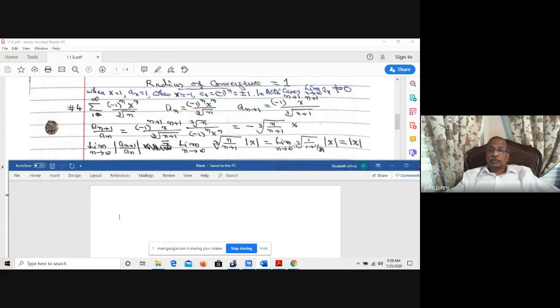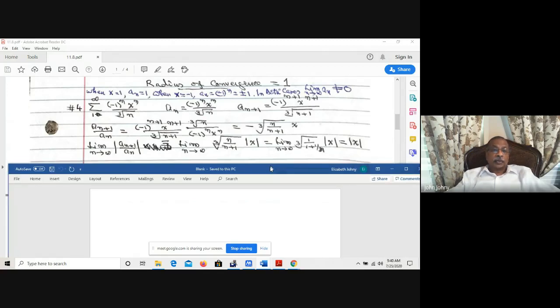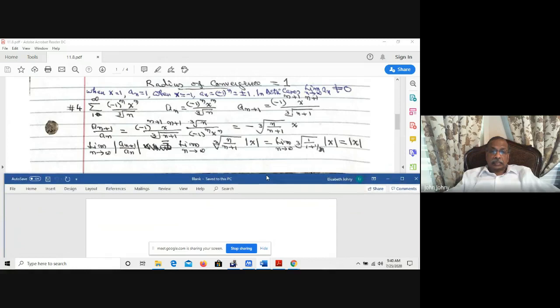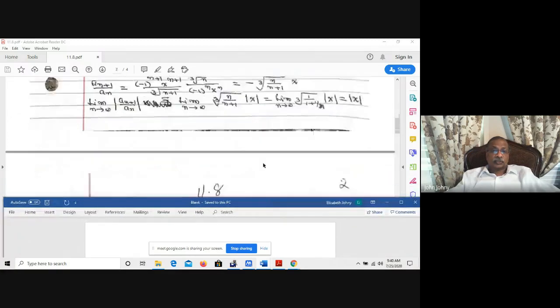N approaches infinity means 1 over n is 0. So it is the cube root of 1, which is 1. So it is the absolute value of x. So that is the limit. So we go to the next page.